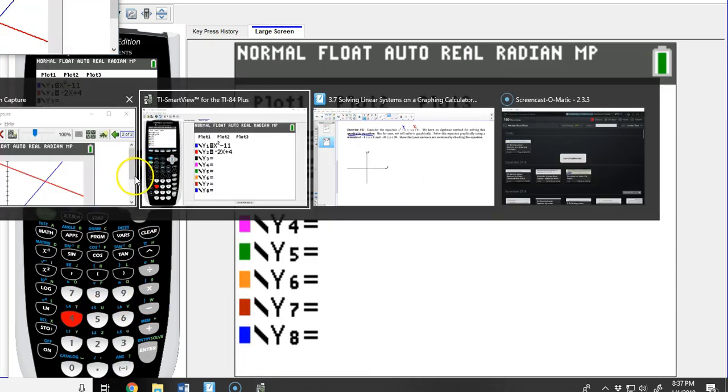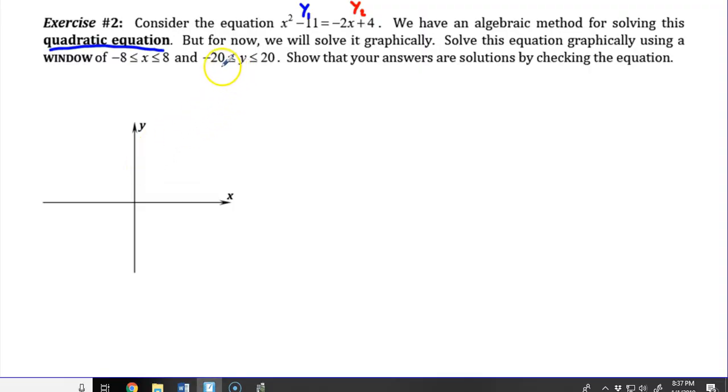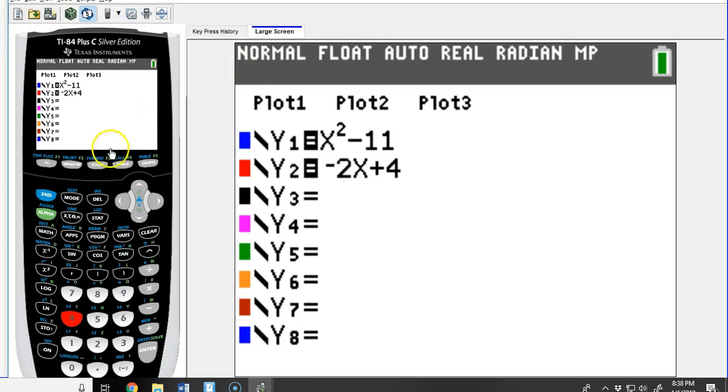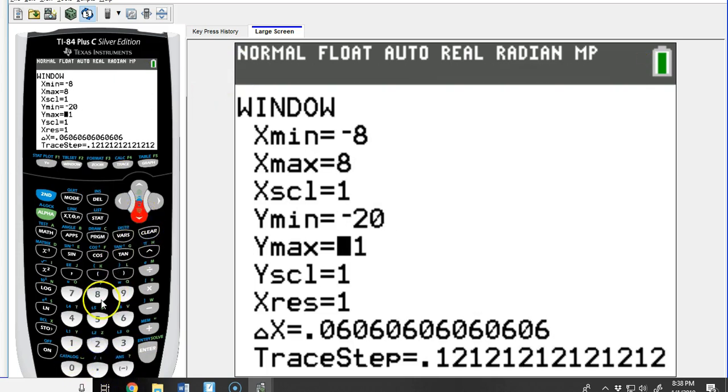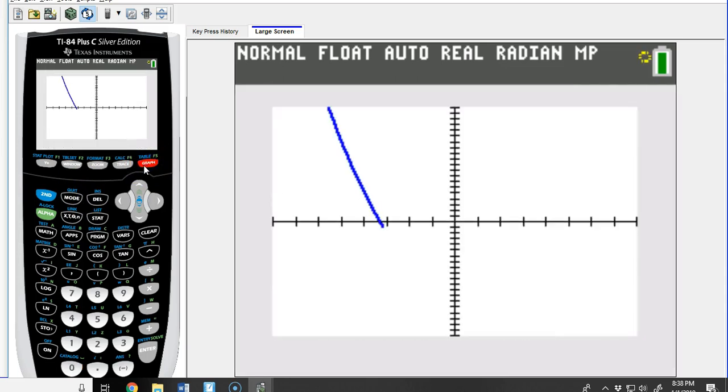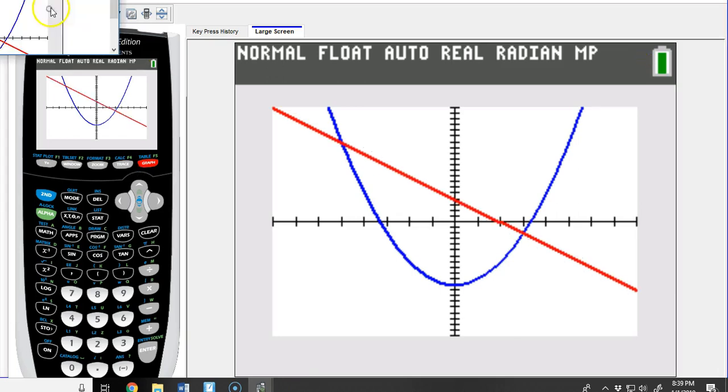Okay, it does give me some suggestions for the window. The x is between -8 and 8. The y is between -20 and 20. If it had not given me the instruction, I would have had to look at my table to get a clue for where the intersection was and maybe do a little trial and error. There's nothing wrong with that either. Okay, there's our parabola. And there's our line.